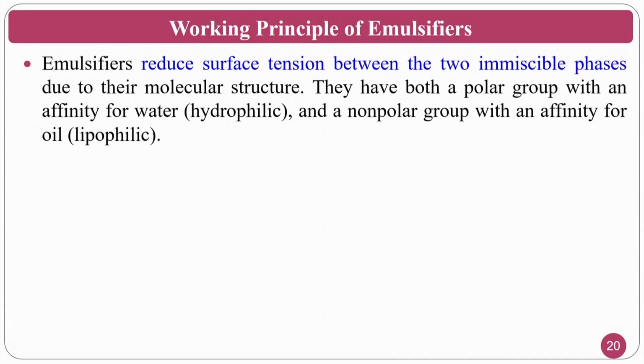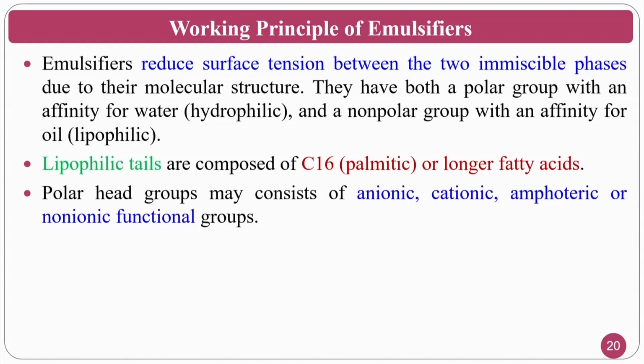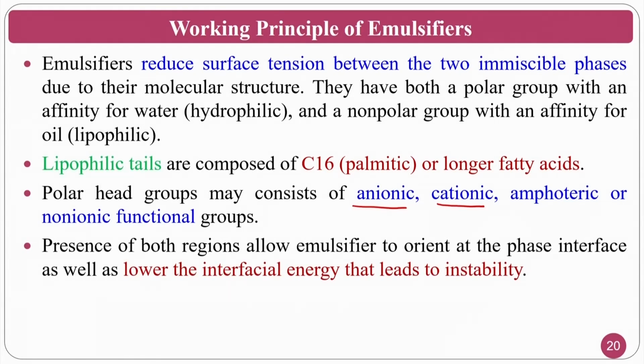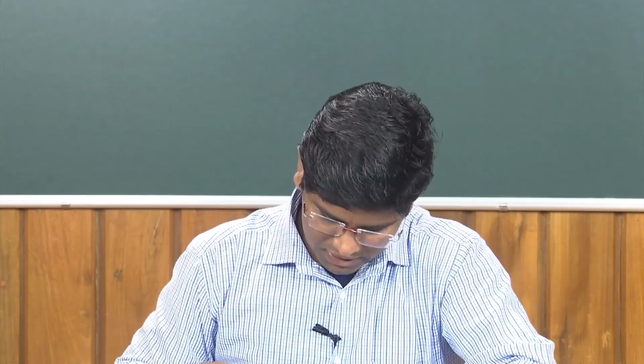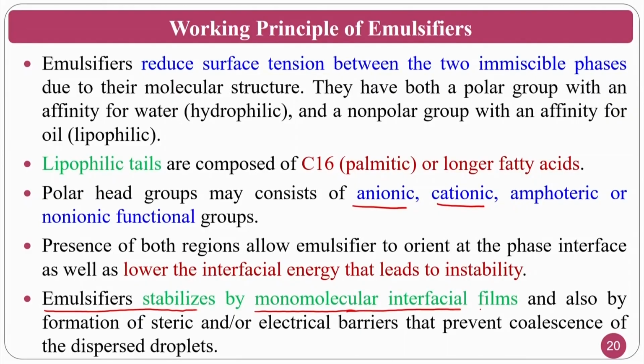The working principle of emulsifiers is to reduce surface tension between two immiscible phases, so that you can mix them properly. Lipophilic tails are composed of longer fatty acids. The polar head groups may consist of anionic or cationic groups, and the presence of both regions allows the emulsifier to orient at the phase interface. If it has both polar and non-polar parts, what will happen? It can interact with both immiscible fluids. Emulsifier stabilizes by monomolecular interfacial films.